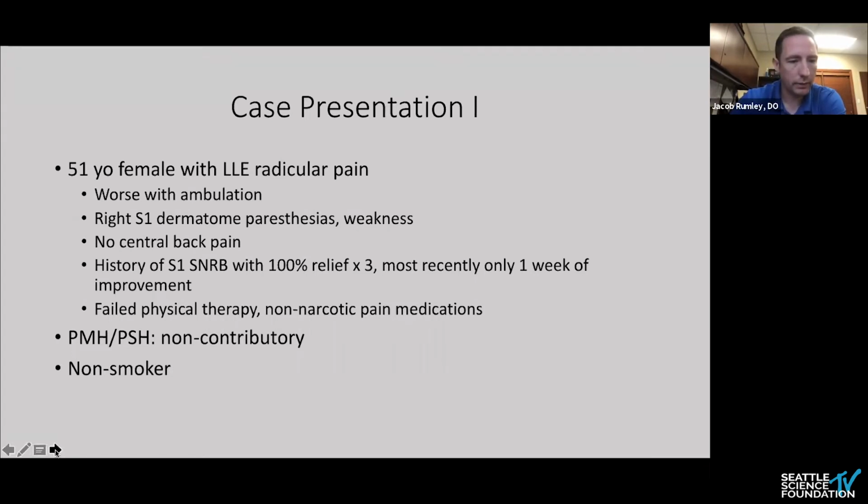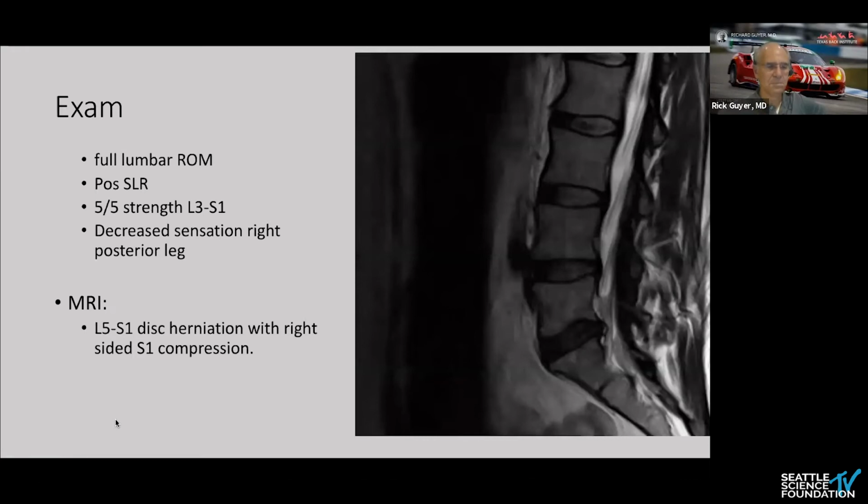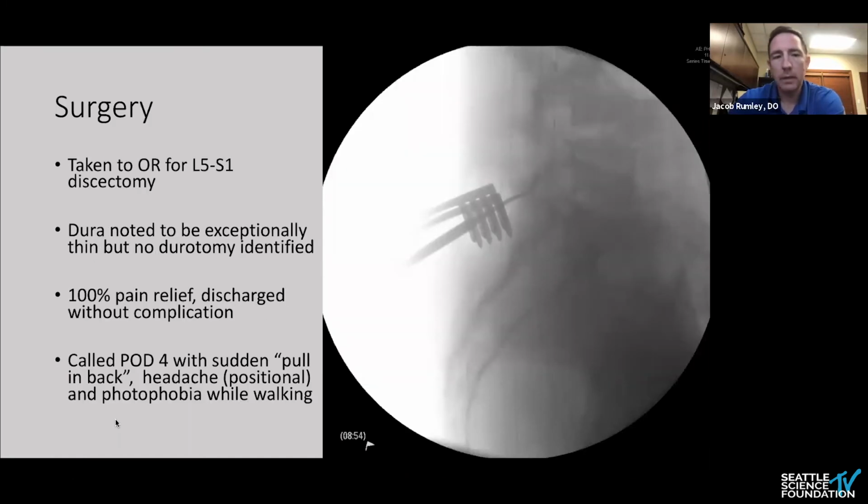All right, so I'm trying to advance my slide. So on exam, she had positive straight leg raise. Everything was localizing to the L5S1 small disc herniation with S1 compression. So we took her for a discectomy, performed an L5S1 discectomy.